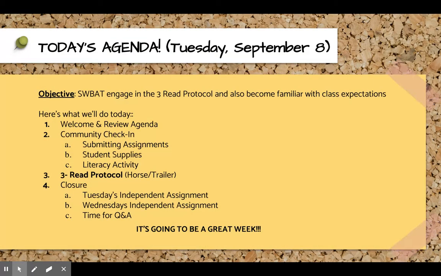So here is today's agenda for Tuesday, September 8th. Our objective is students will be able to engage in the 3-read protocol and also, again, become familiar with class expectations. Our agenda is as follows. We will have a welcome and a review of the agenda, which we're doing now. We'll do a community check-in, and our focus is going to be on submitting assignments, student supplies, and a short literacy activity. We're going to engage in the 3-read protocol, and then we're going to have our closure explaining Tuesday's independent assignment, Wednesday's independent assignment, and then there'll be some time at the end for any questions that you all may have. It's going to be an amazing week.